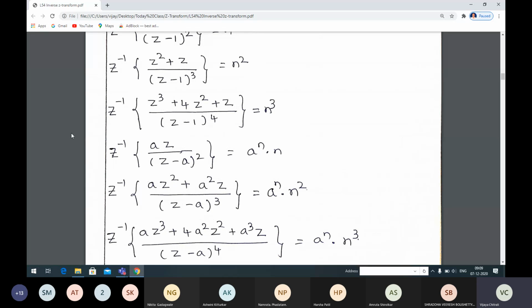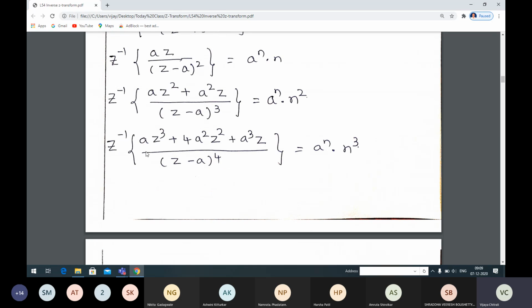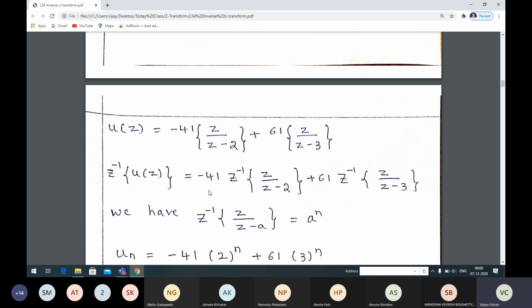So by using the Z transform, we are defining the inverse Z transform, the standard forms of these inverse Z transforms, right? Similarly, Z inverse of AZ square plus A square Z divided by Z minus A raised to 3 is A raised to n into n square. Z inverse of AZ cube plus 4A square Z square plus A cube Z divided by Z minus A raised to 4 is A raised to n into n cube. So similarly, we can define A raised to n into n raised to 4, A raised to n into n raised to 5, and so on, right? With this, let us solve a few more examples on the inverse Z transform.